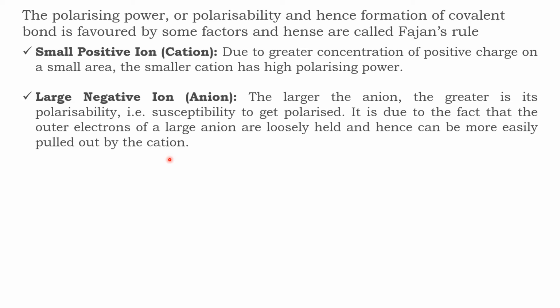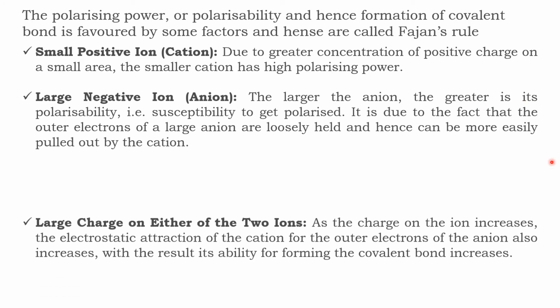Carefully you take down. I repeat, smaller the size of the positive ion or cation, greater is its polarizing power. When polarizing power is greater, it becomes more covalent. Second concept is the size of the anion. Greater the size of the anion, it easily undergoes polarization or is susceptible to be polarized. Hence, greater the covalent character.